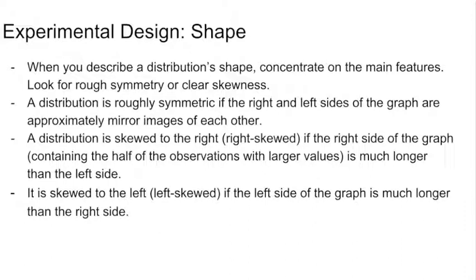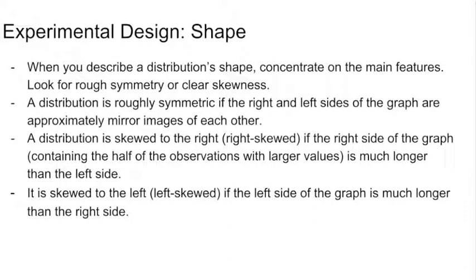A distribution is skewed to the right, also known as right skewed, if the right side of the graph is much longer than the left side. This basically means the right side of the graph has a longer tail, with more values on that right side. The same goes when it's skewed to the left, or left skewed: the left side of the graph is much longer than the right side, with a longer tail.